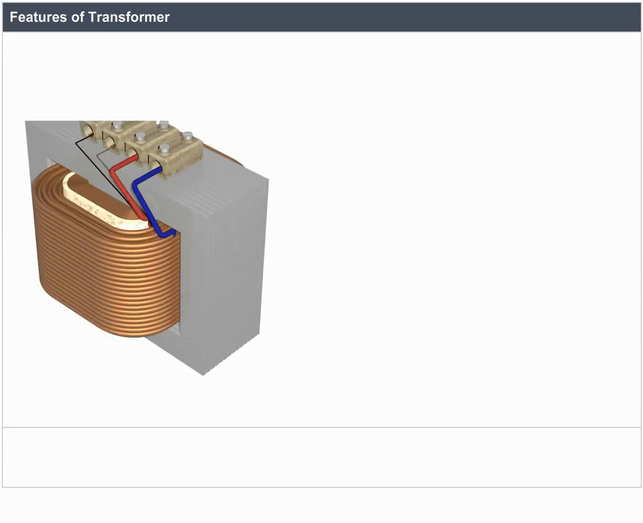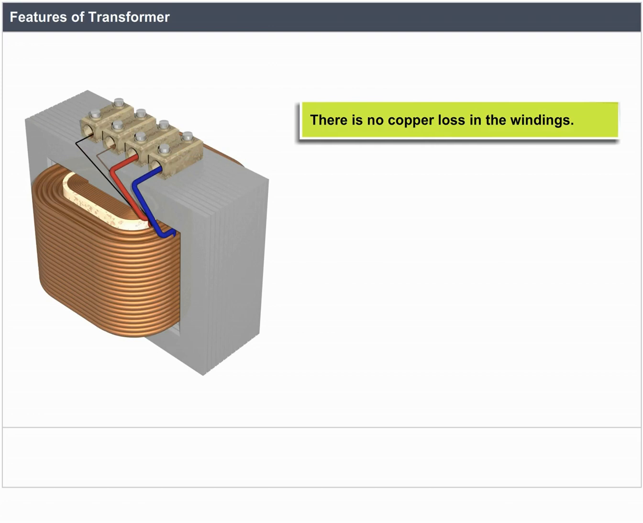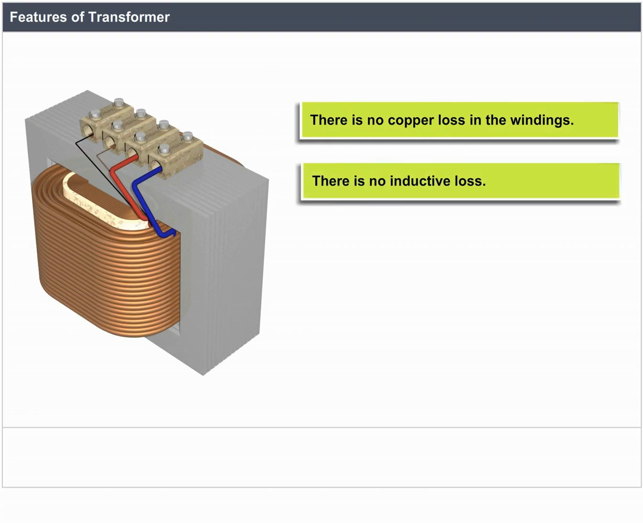Features of a transformer. There is no copper loss in the windings. There is no inductive loss. Flux is present only within the magnetic core.